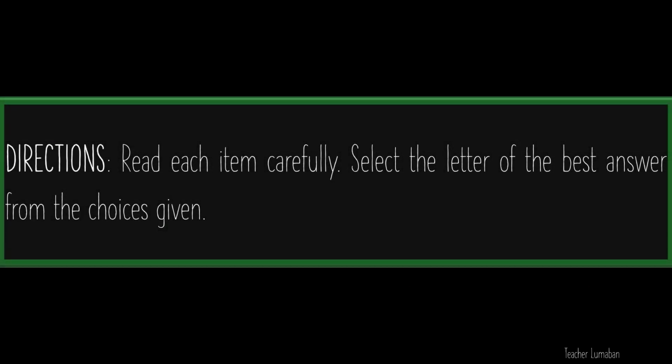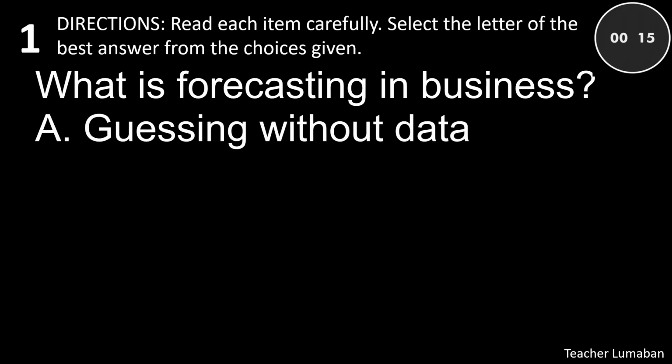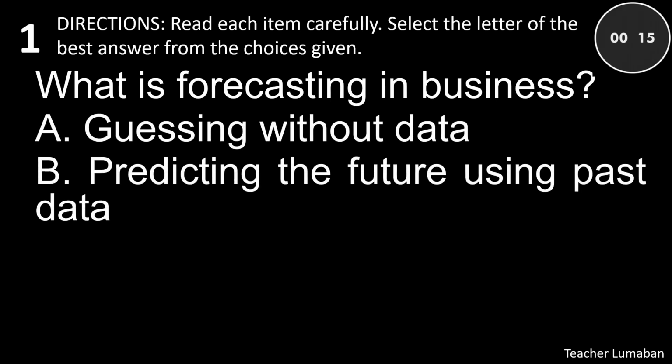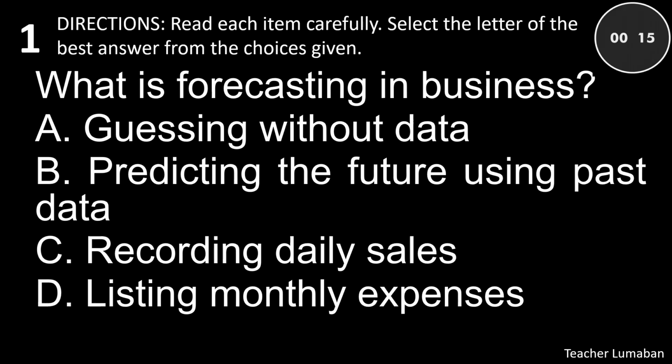Directions: read each item carefully. Select the letter of the best answer from the choices given. What is forecasting in business? A. Guessing without data. B. Predicting the future using past data. C. Recording daily sales. D. Listing monthly expenses.